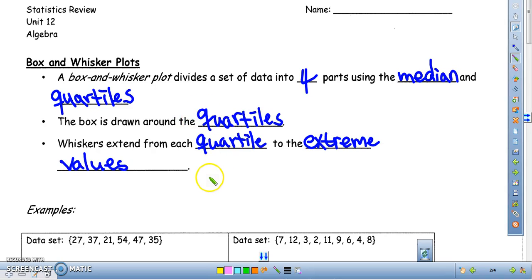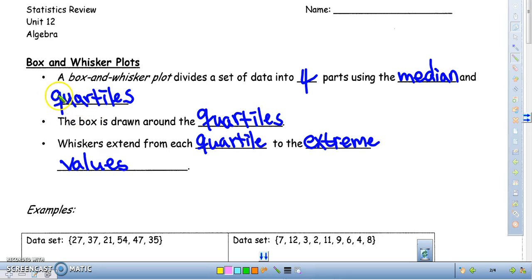We're going to learn about box and whisker plots. Let's copy and take notes and fill in the blank. Box and whisker plots. A box and whisker plot divides a set of data into 4 parts using the median and quartiles. Please fill in the blank.